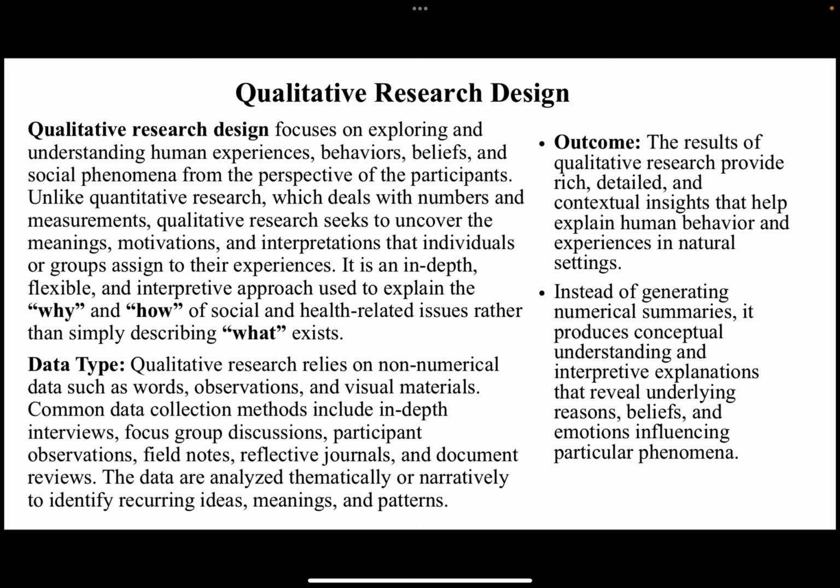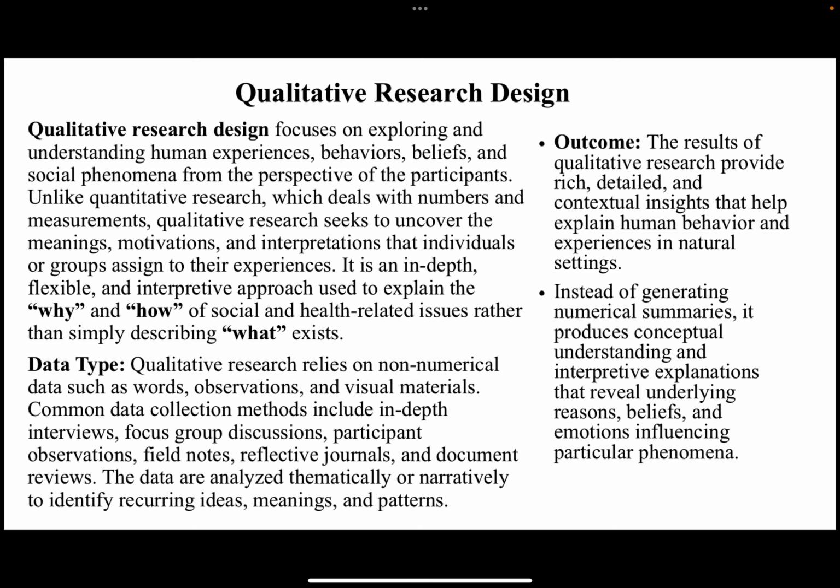Again, with regards to the data type, you can use secondary data when you employ a qualitative research design. Now, instead of generating numerical summaries, it produces conceptual understanding and interpretive explanation that reveal underlying reasons, beliefs, and emotions influencing a particular phenomenon. Now, what is the importance of qualitative research design?